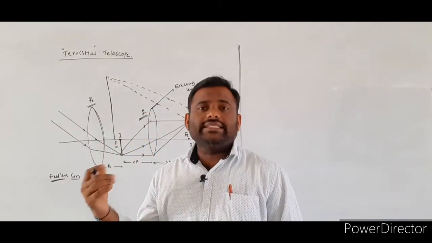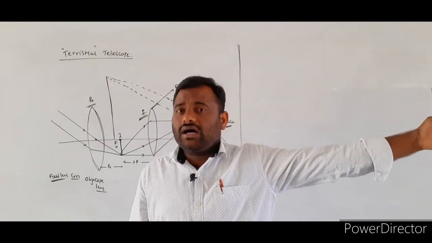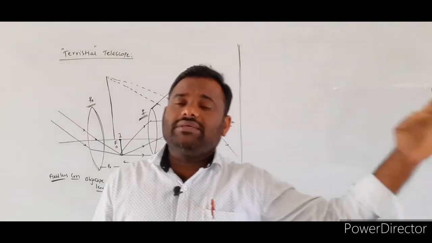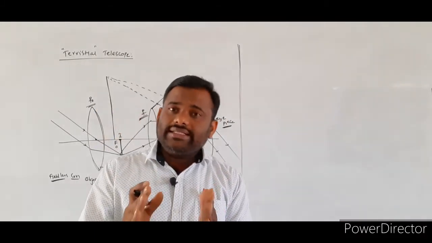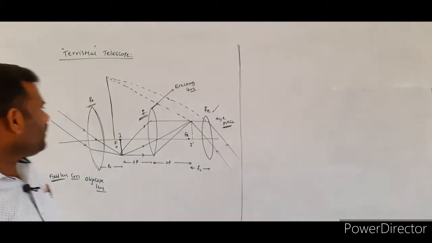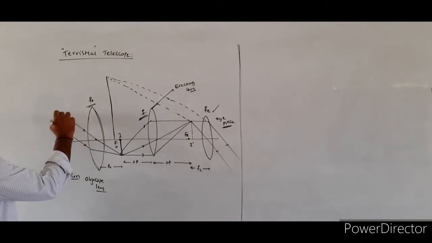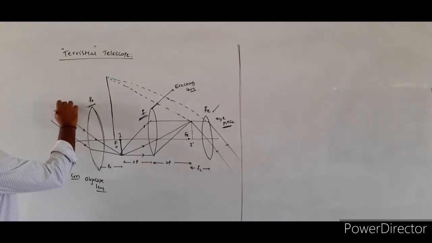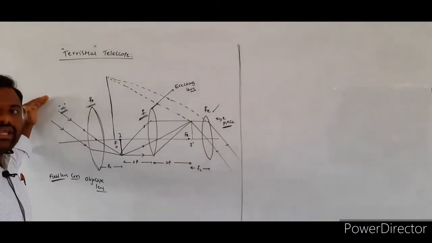Generally, we use this terrestrial telescope for seeing very distant objects. As we already said, the light rays coming from a very distant object are considered a parallel beam of light. Now look at the diagram. From the very distant object, a parallel beam of light will be coming, which means the object will be placed at an infinite distance.